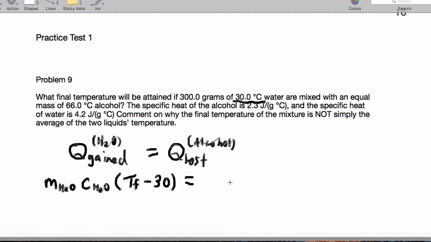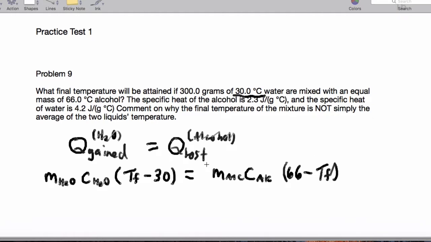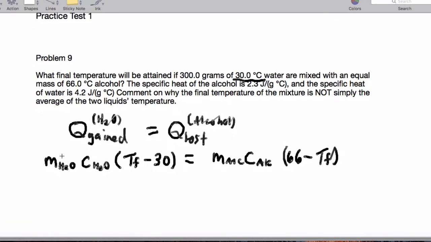Okay. And then for the Q lost, that's going to be mass of the alcohol, C of the alcohol, and that's going to end up being 66 minus its T final as well. So basically we've got absolute values equaling absolute values, and we're good. I just want to keep absolute values exactly the same, so I don't have to worry about positive and negative. I know this is a positive number, I know that's a positive. So I'm basically saying this is the amount of energy we lose, this is the amount of energy we gain, we set them equal.